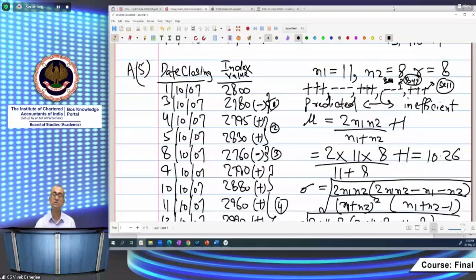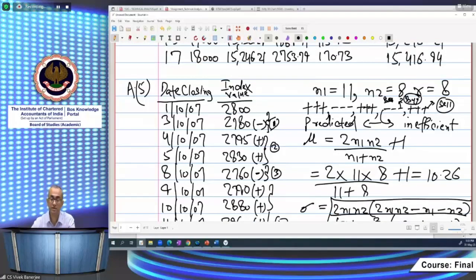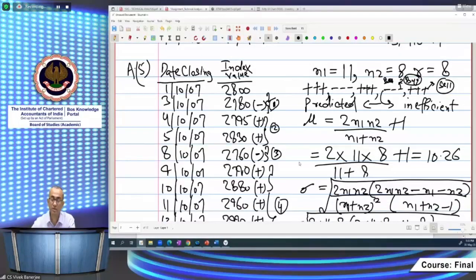In order to proceed, first of all, you have to find out whether the index value is increasing or decreasing. So for every decrease, you give a minus sign, and for every increase, you give a plus sign, as it is given in front of you. Then you calculate the number of plus signs and the number of minus signs. You denote the plus signs as N1, which are 11, and the negative signs, where the index value is declining, N2, which are 8.